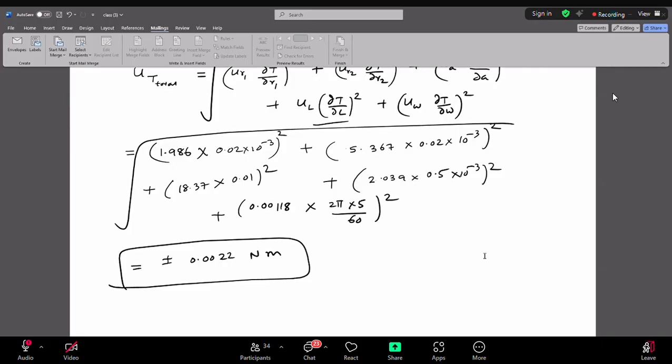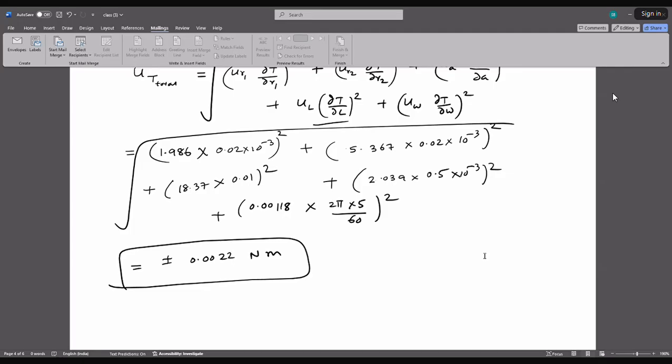Sir, will there be any weightage of before midsem, after midsem, in the question of final year? There is no weightage. It is always evenly distributed.